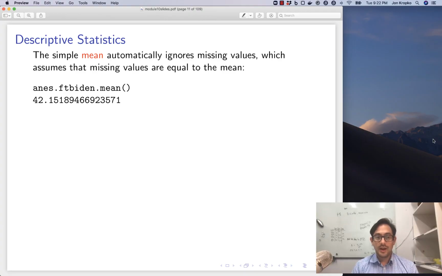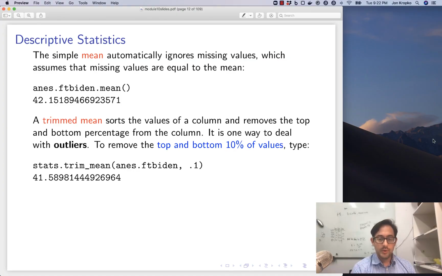So first, for a measure of location, we have the mean. Here I have the mean of the Joe Biden feeling thermometer from the American National Election Study. On a scale from 0 to 100, we have a mean of 42. That is, individuals who were surveyed in the American National Election Study were asked to rate Joe Biden and a number of other politicians on a scale from 0, meaning the most unfavorable, to 100, the most favorable. And the average is 42.